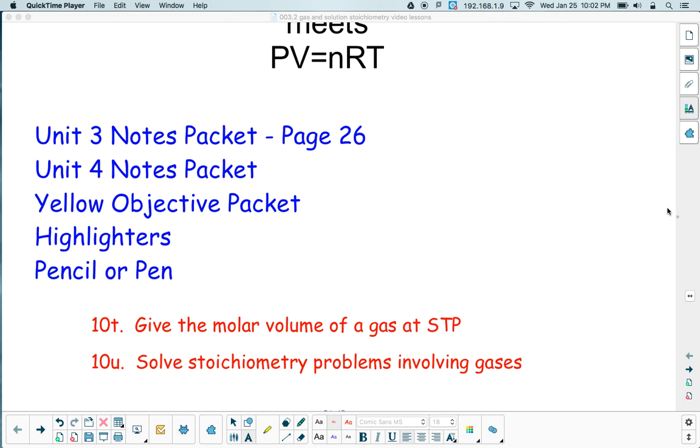notes. The learning goals for this particular lesson are 10T, to give the molar volume of a gas at STP, and 10U, to solve stoichiometry problems involving gases.